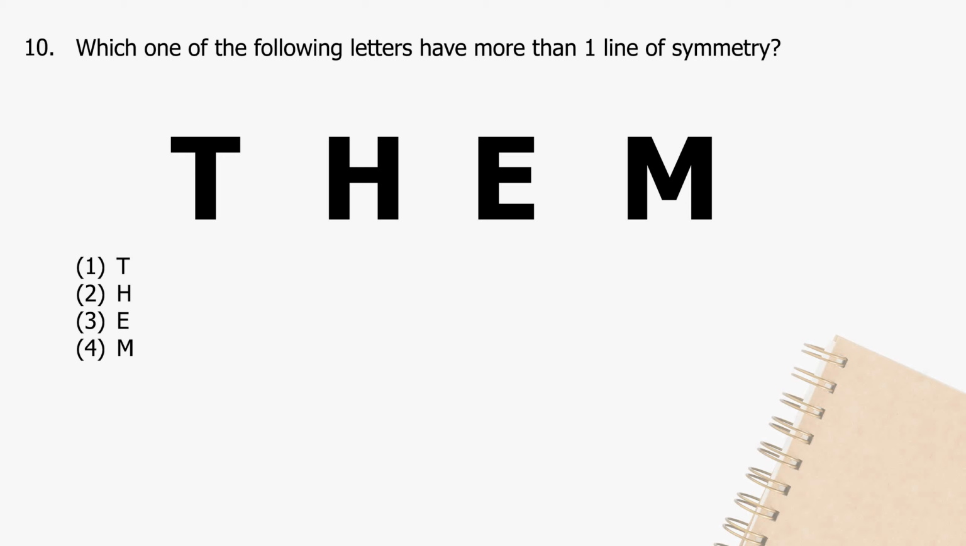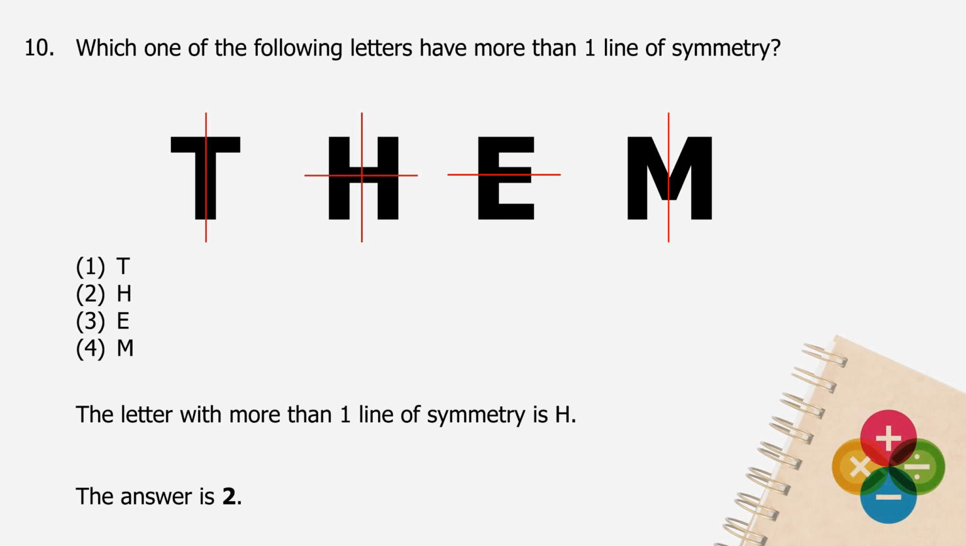Question 10. Which one of the following letters has more than one line of symmetry? The letter with more than one line of symmetry is H. The answer is 2.